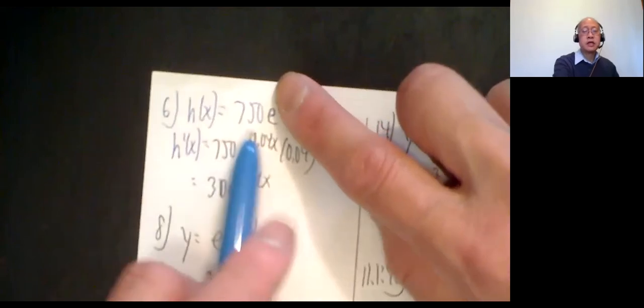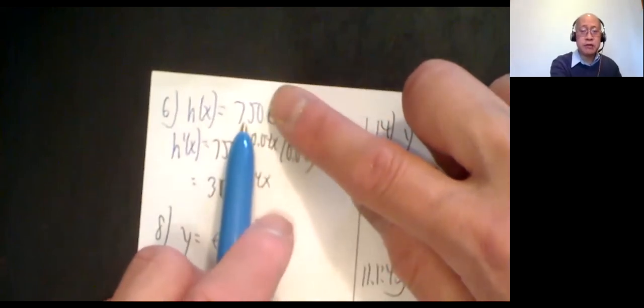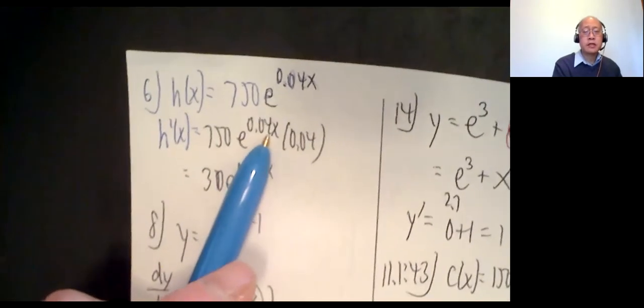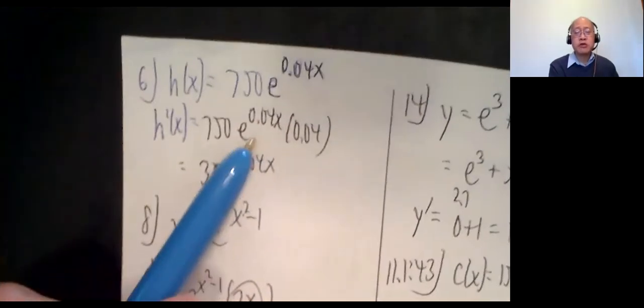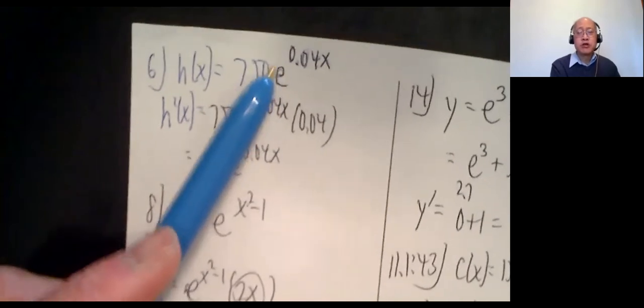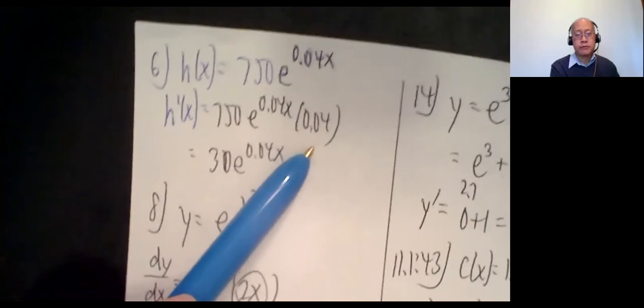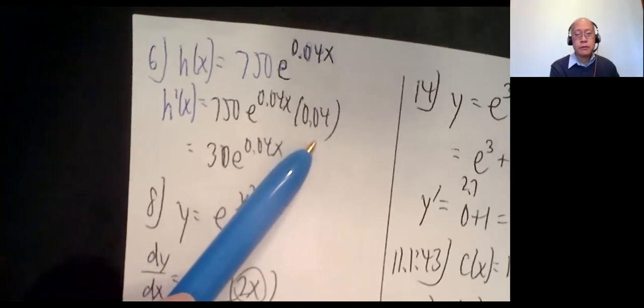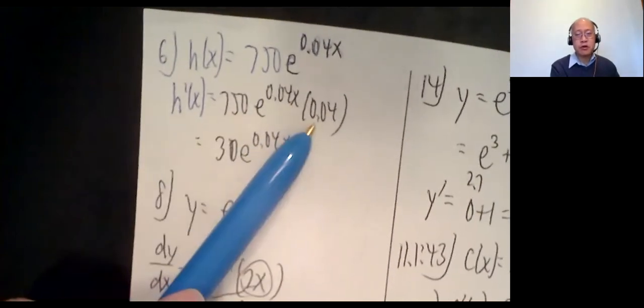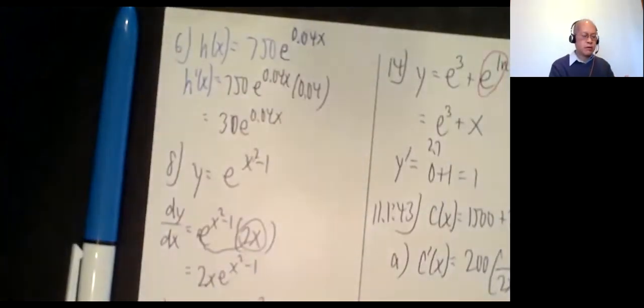So h prime of x, copy the 750, that's a constant multiplier. E to the 0.04x, and then by the chain rule times the derivative of 0.04x, which is 0.04. And then 750 times 0.04 supposedly is 30. We'll confirm that real quickly here.